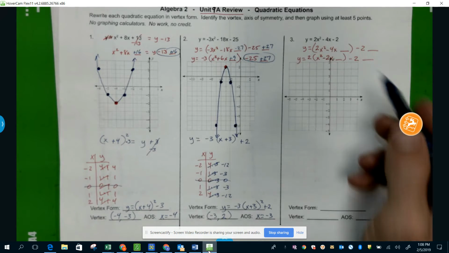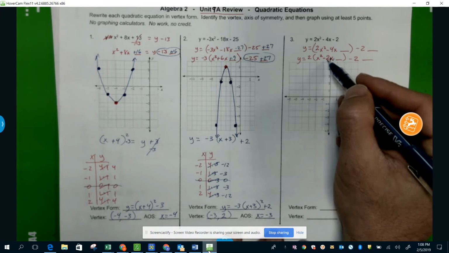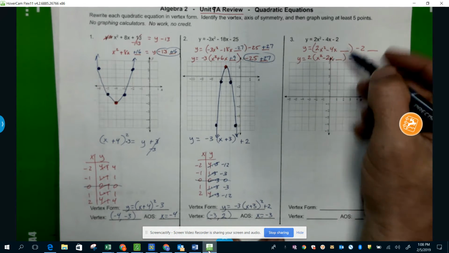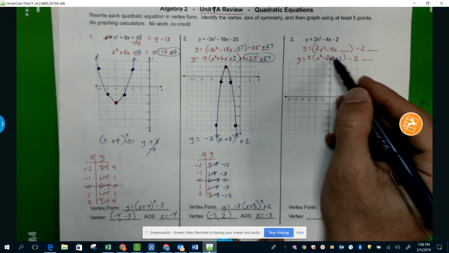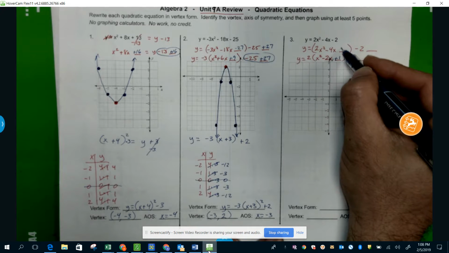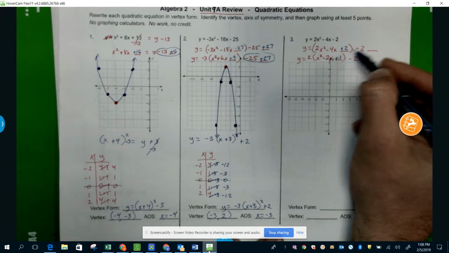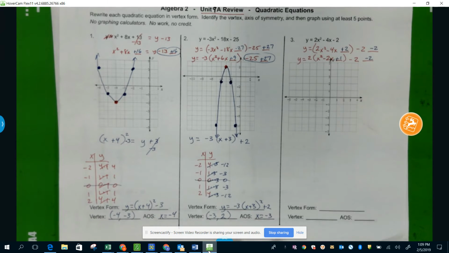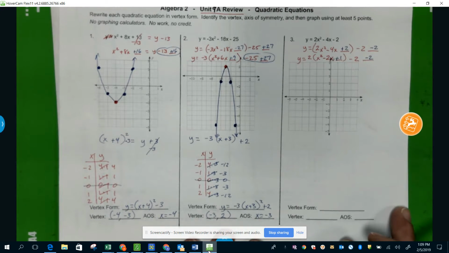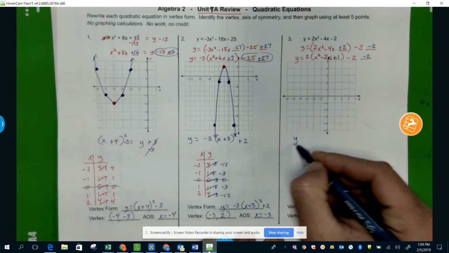Now I can fill in the blank. Half of negative 2 is negative 1. When I square that, negative 1 times negative 1 is positive 1. 1 times 2 is 2. So this has to be a negative 2. The other blank is the opposite, negative 2. So let's continue down here.